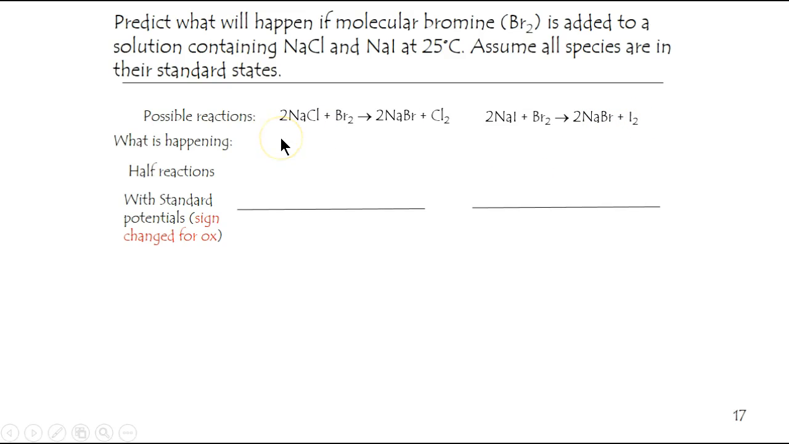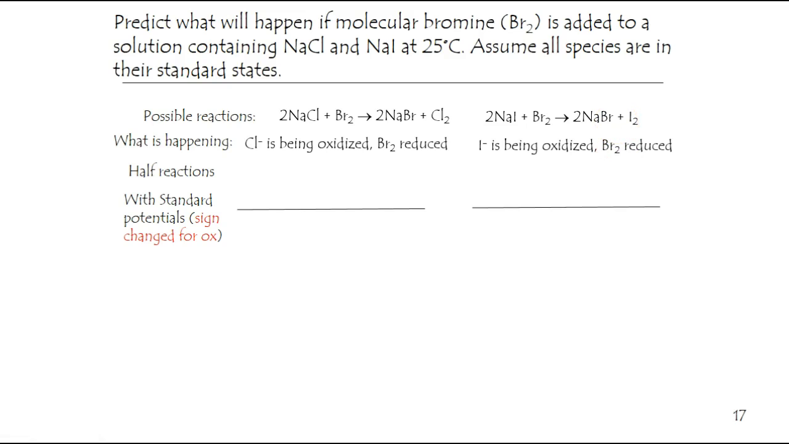And so what's happening? Let's take a look. Bromine is turning into bromide, therefore it's getting reduced. Chloride is turning into chlorine, it's getting oxidized. And in this case, it's the same thing, only the iodide is being oxidized, losing electrons to turn into iodine, and the bromine is gaining electrons to turn into bromide.